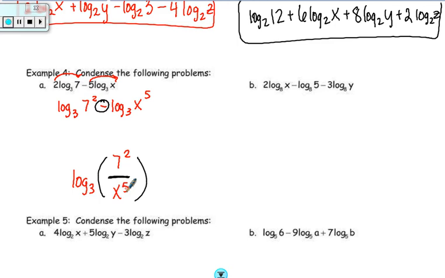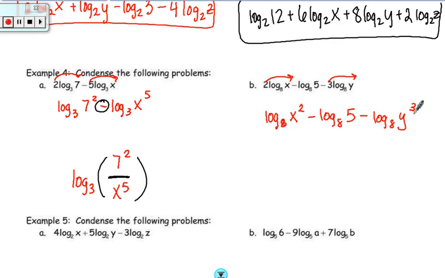All right, looking at the second one. First thing I should do is look. There's a 2 in front of that log. So log base 8 of x squared minus log base 8 of 5 minus, let's pull that 3 up, log base 8 of y to the 3rd.